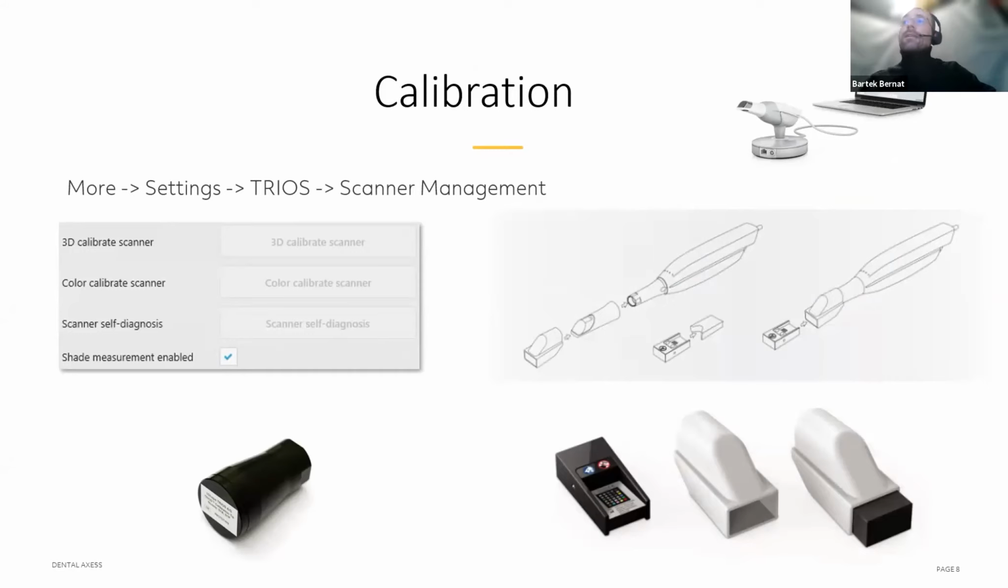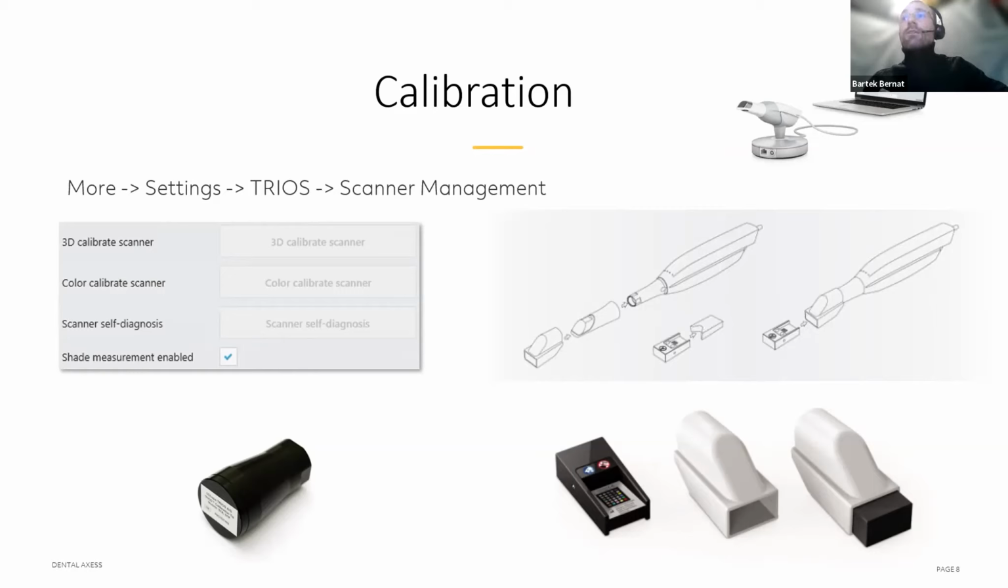So basically, your TRIOS scanner is an optomechanical device that needs to be calibrated from time to time. You are using those special attachments here. Once you have the scanner connected, go to More Settings, TRIOS and Scanner Management, and you will see those options. However, your scanner needs to be calibrated every week, so you are going to be prompted every week to do so. We don't have to search for this option. You're just going to have a prompt to do so.